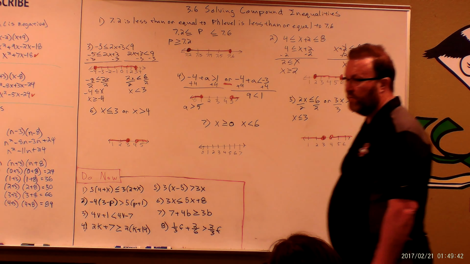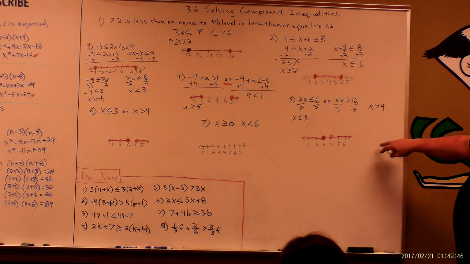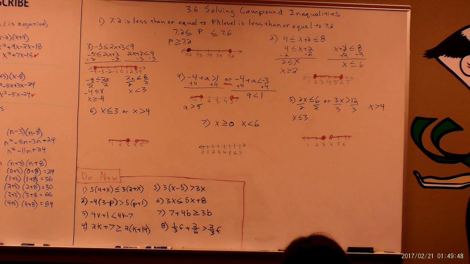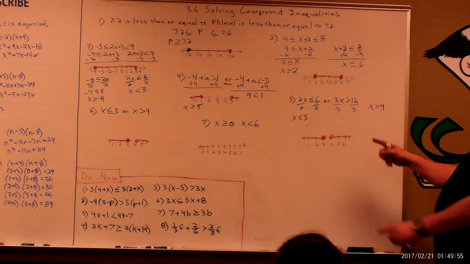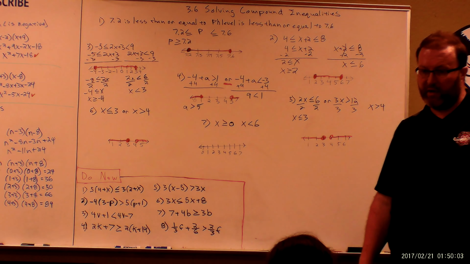We're done? Not yet, we're almost done. We only have one more to go. Does it matter if both of them go to the same side, but one is shaded in and the other isn't? Nope, it just all depends on what happens here. If one is less than or equal to, it's shaded in. If it's just a symbol, no equal to, it's open circle.